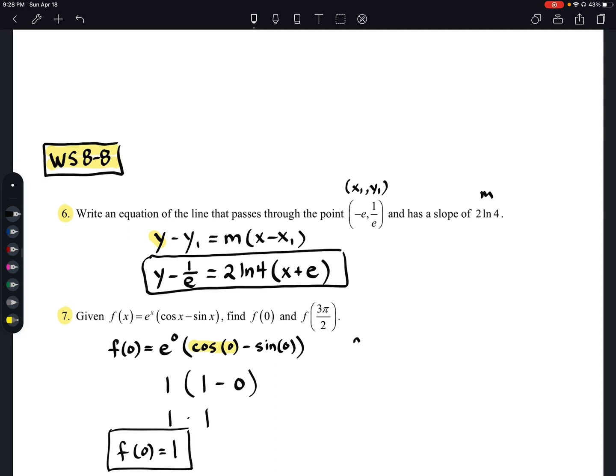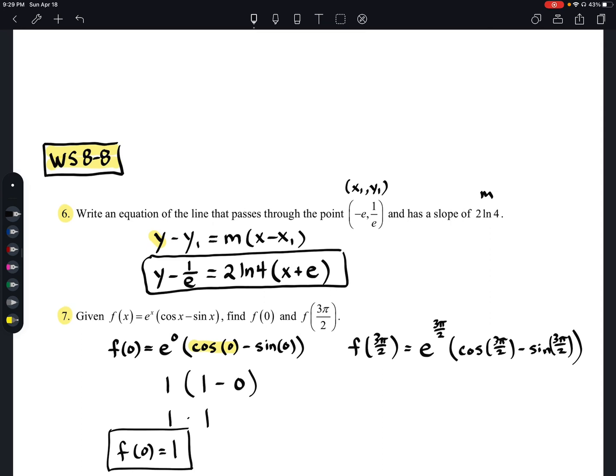For the second part, we have f of 3 pi over 2. We'll say e raised to the power of 3 pi over 2 times the quantity of the cosine of 3 pi over 2 minus the sine of 3 pi over 2. All right, well, simplifying e to the power of 3 pi over 2, I don't know what that is right off the top of my head, so we'll come back to that part.